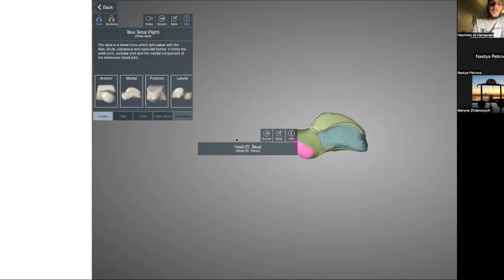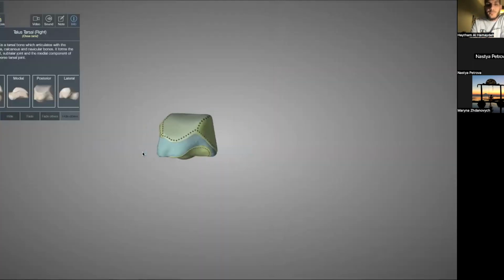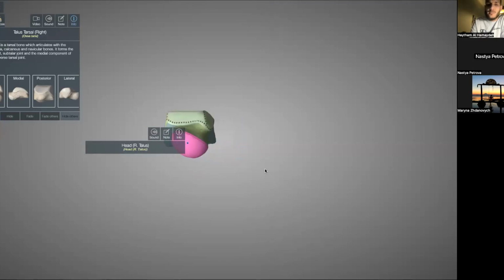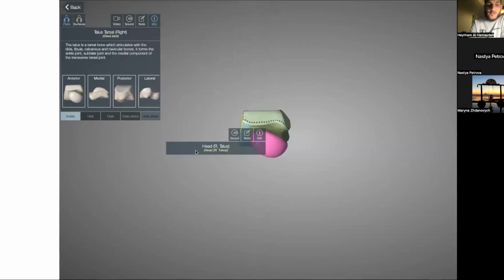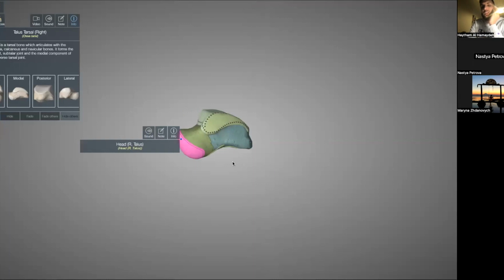One more piece of information about the talus. It is wider anteriorly compared to posteriorly, to give stability to the ankle. So the posterior part here is small, and anteriorly here it's wider than the posterior, to give stability to the ankle. So this is the talus. Question, does any muscle attach to it? No. No muscle attachment on this bone.